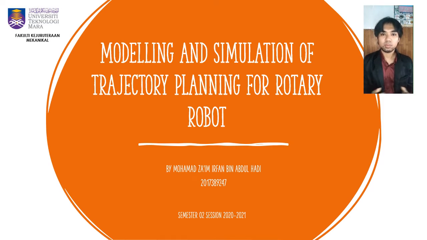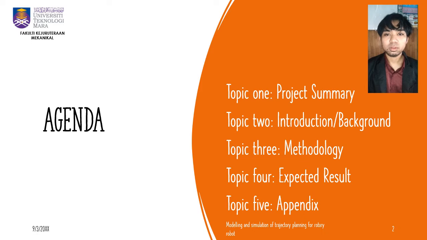Today I'm going to present my FIP project with the title of Modeling and Simulation of Trajectory Planning for Rotary Robot. My name is MOHAMAD ZA'IM IRFAN bin Abdul and my ID number is 2017389247. Today I'm going to present 5 topics in this slide, which is project summary, introduction, methodology, expected result, and appendix. All the topics are vital to this FIP project.